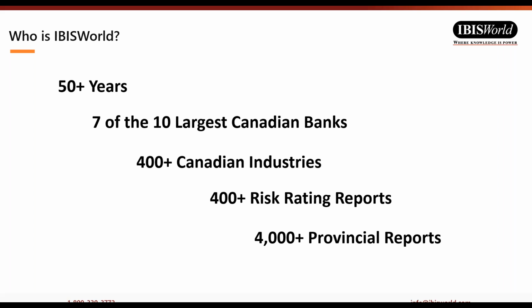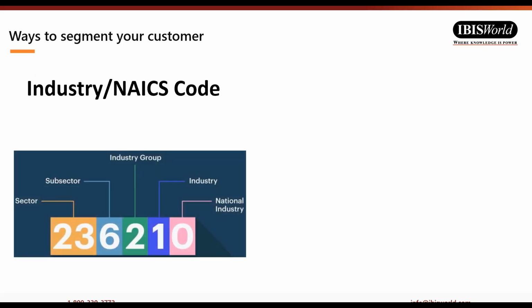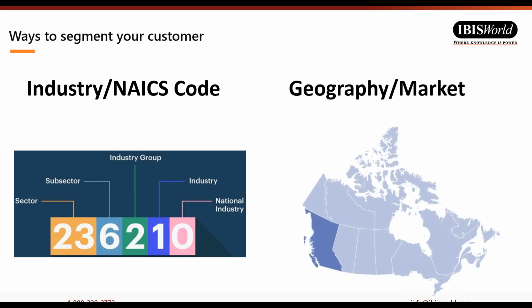So why is having more provincial or more local information important for financial institutions in Canada? Well, what we've uncovered, working with a lot of our clients in Canada, is there's a couple different ways that customers are being segmented within financial institutions. Firstly, at the high level, that's by the industry or NAICS code that customer operates in. But then secondarily, what market or geography does that customer operate in? Sure, 2 businesses might operate within the same industry, but if one is operating in Alberta and the other in Ontario, they're going to be impacted by different tailwinds or headwinds within their individual provinces.